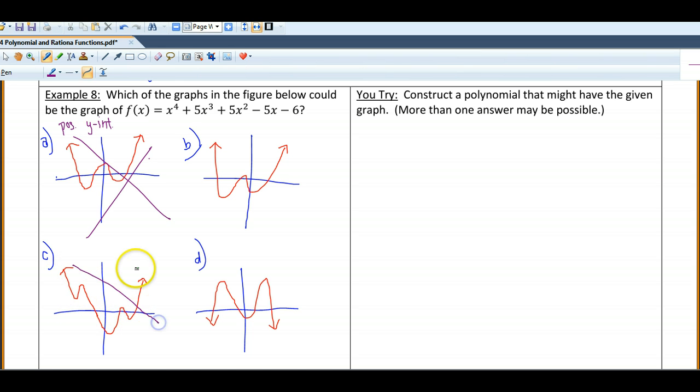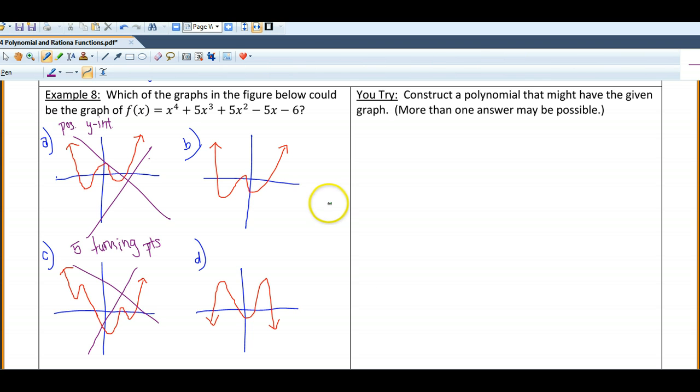So it can't be C, okay? Because it has 5 turning points. Okay? This one also has 1, 2, 3. So now we're down to B or D. Let's look at the end behavior. For large values of x, the graph will have to look like the graph of y equals x to the 4th power. Now, hopefully you guys kind of have an idea.